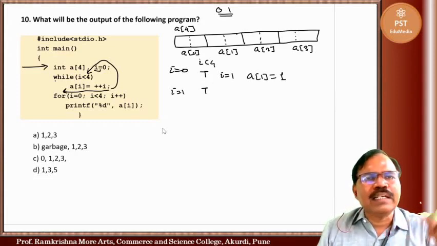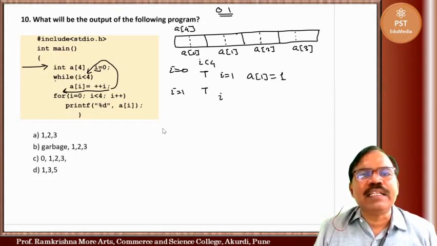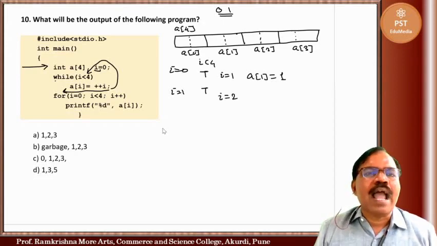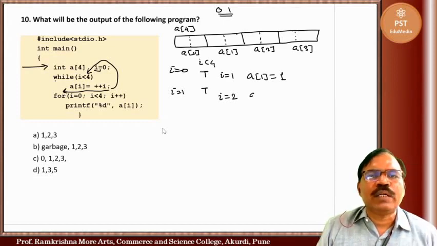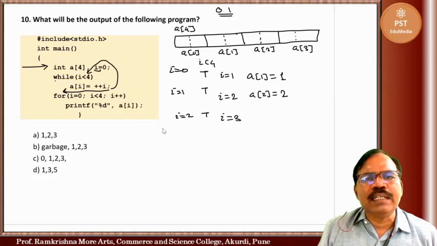Now when it comes to expression plus plus I, it means I will be increased by 1, and then it is assigned. So what happens? Value of I is 2. So it becomes 2. Then it goes back. I equal to 2 is there. Condition is true. So plus plus I. So I becomes 3, and then it is used.